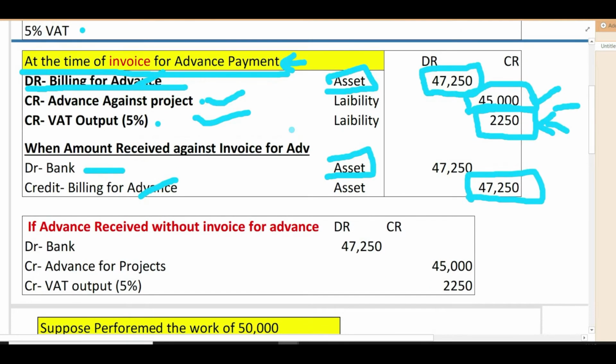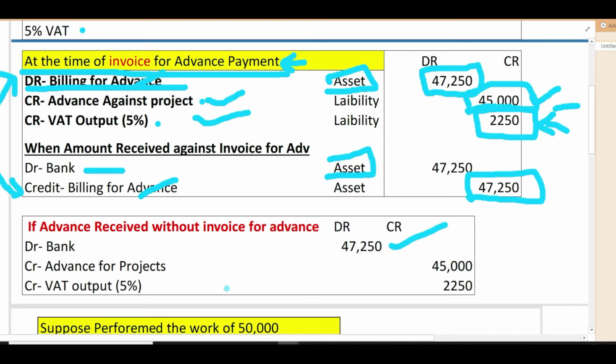So what if you receive the advance without making any invoice, because your understanding is that once you sign the contract you will receive the advance? What will you do? You will just debit bank. There will be no intermediary account, billing for advance, because that has already been cancelled with this, as you see over here.